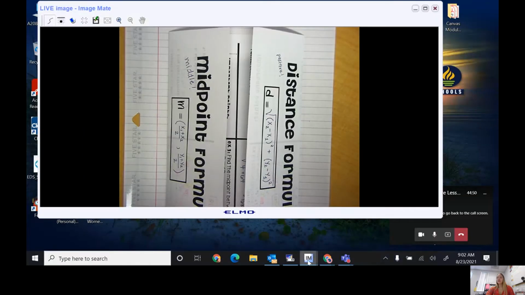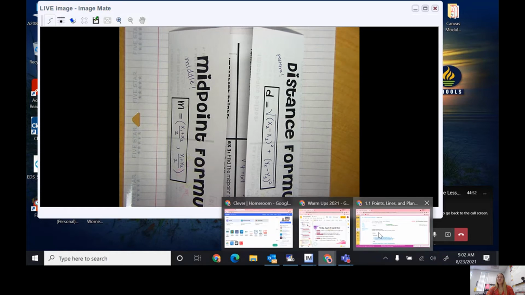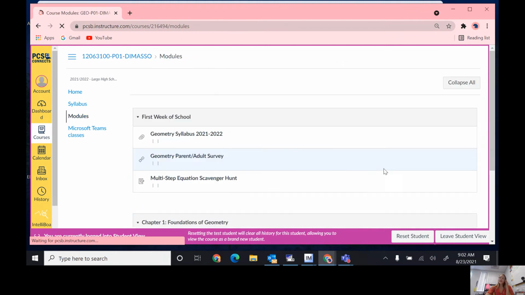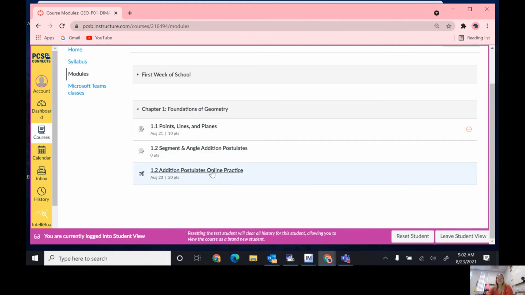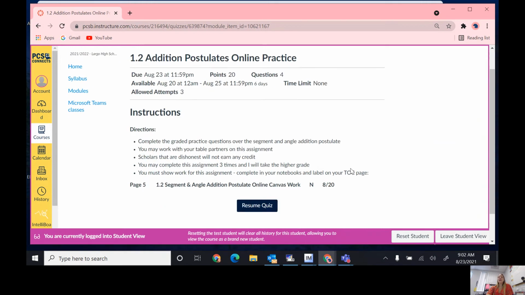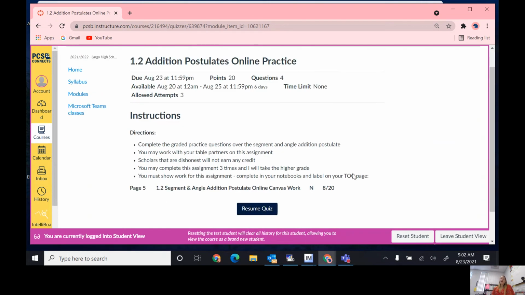It's what? Each question was 5 points. Look at you. You just know so much. Sounds like somebody did their homework. If you go back to modules and you go into Canvas, there is one that says addition postulates practice. That's the segment and angle addition postulates. If you did not do those 4 questions, you better get that done tonight. Okay? It is open for another 2 days. But since I'm not giving you anything else to do, tonight would be a really good choice for you to do it. Okay?